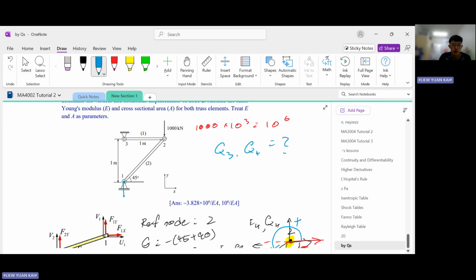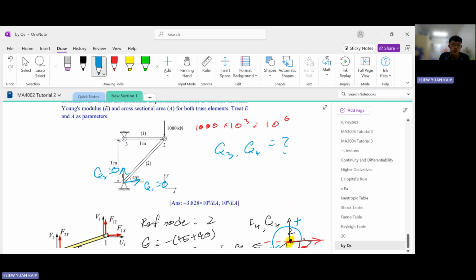Now let's take a look at node 1. See, node 1 is fixed to the ground, right? Node 1 is fixed to the ground, meaning to say that it's unable to move. It's unable to displace horizontally. It's unable to displace vertically. So we know that the displacements both in the horizontal and vertical direction must be 0 for node 1. Therefore, we can conclude Q1 equals 0, Q2 equals 0.